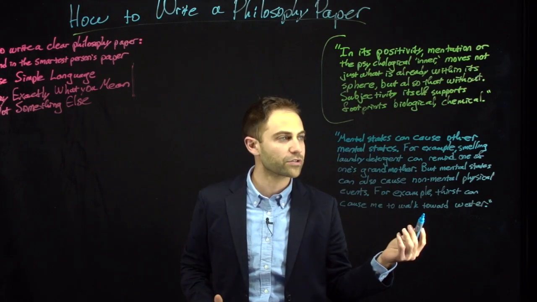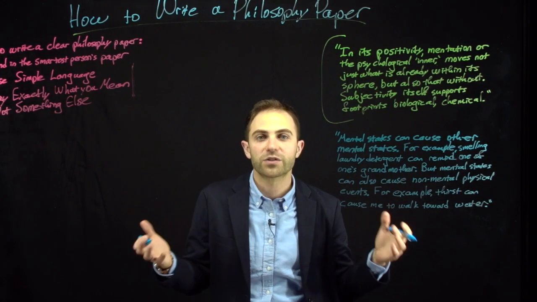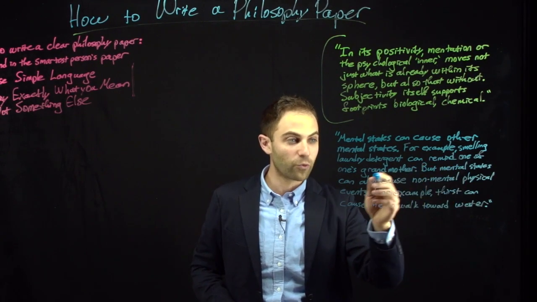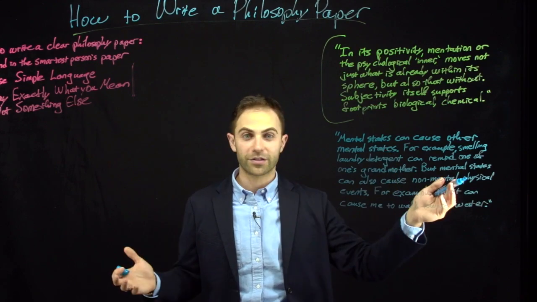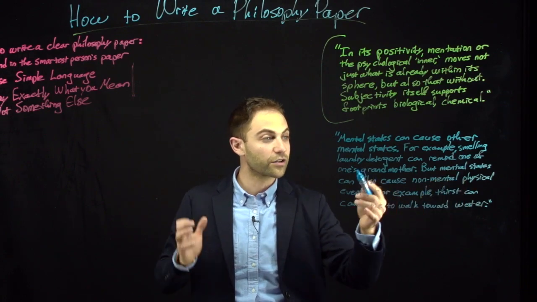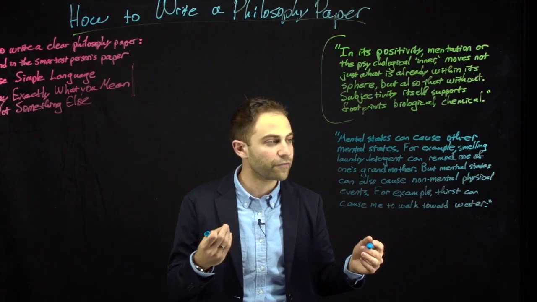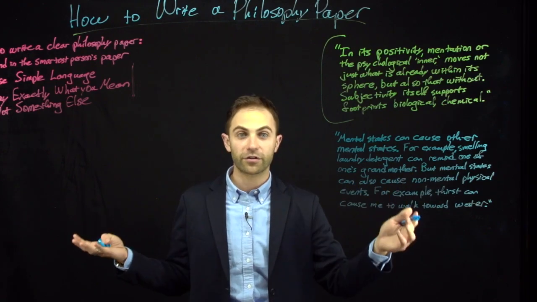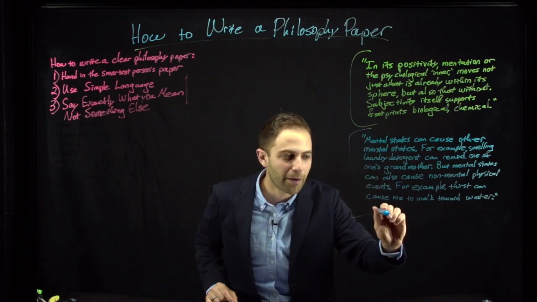Mental states can cause other mental states. For example, whoa, now we're getting an example, right? Smelling laundry detergent, that's one mental state, the mental state of having a certain smell sensation. It can remind one of one's grandmother. That's another mental state, a memory of one's grandmother. So that's a mental state causing another mental state. Great. But mental states can also cause non-mental physical events. For example, thirst, that's a mental state. The sensation of feeling thirst can cause me to walk toward water. Walking is a non-mental physical event. Boom.